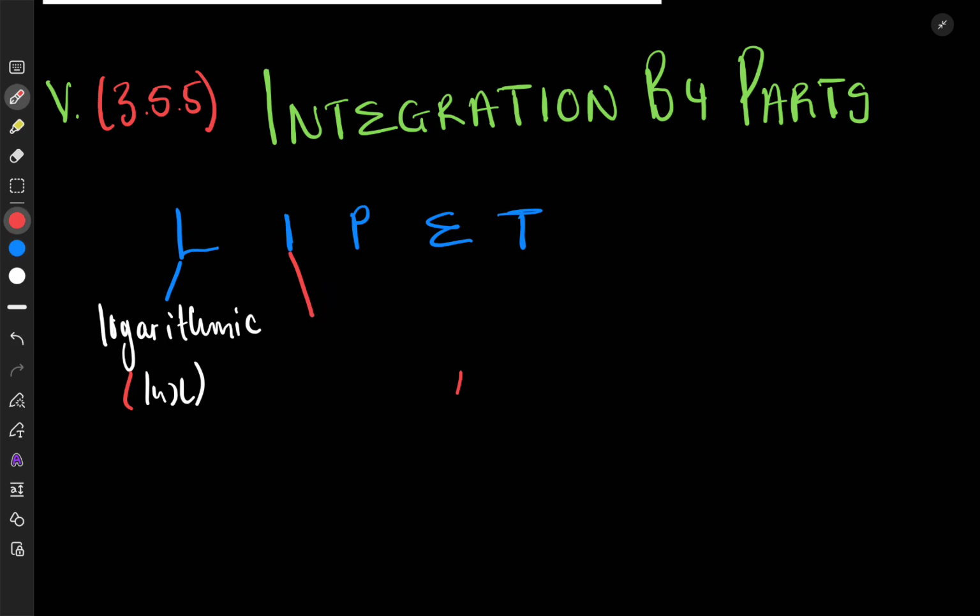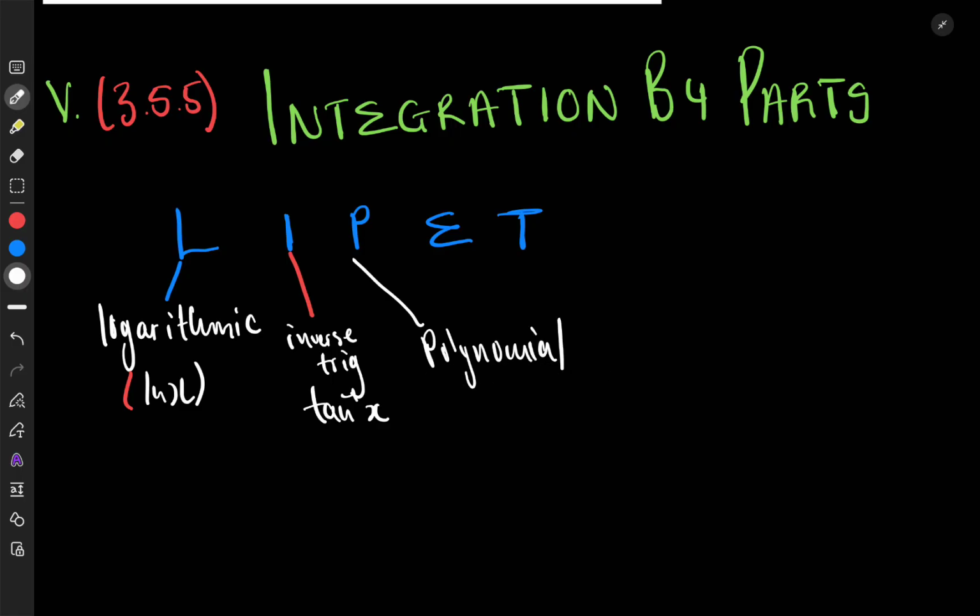Inverse trig. And the inverse trig is going to be tan inverse of x. Not hard, right? Then P is going to be the polynomial functions. Polynomial functions, yes. Everybody should be good at this.